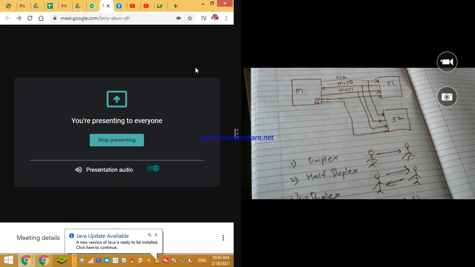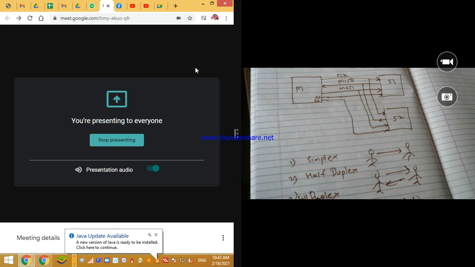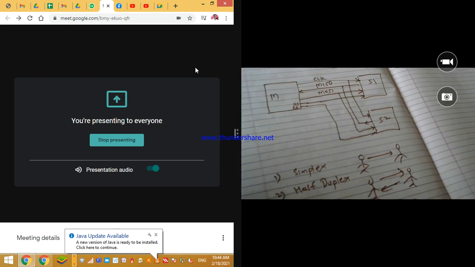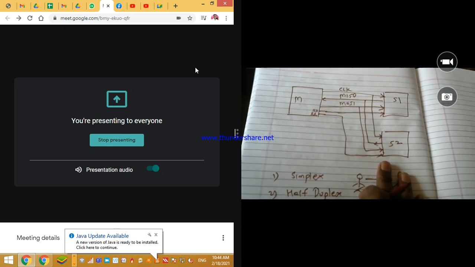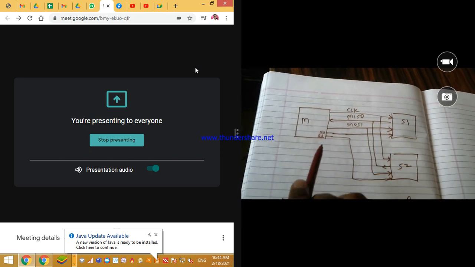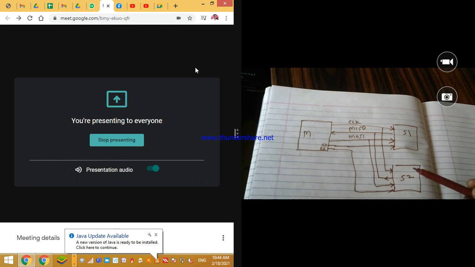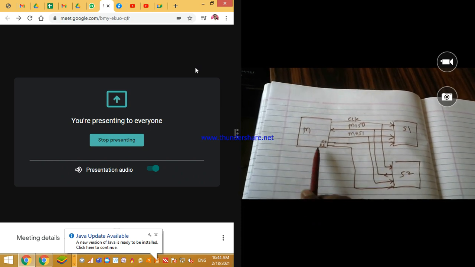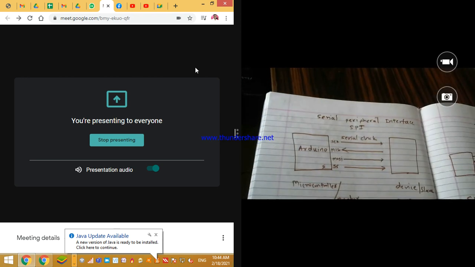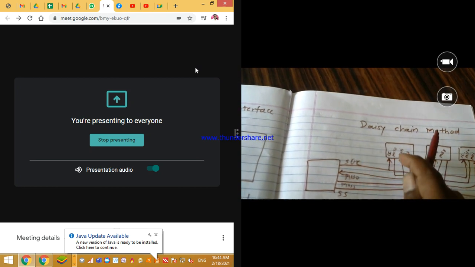At a time, one can send information. After that, the other end can send information to the master. Half duplex. Then, through this we can connect multiple slaves to one master by adding a number of pins, right? Another method is there. That method is called the daisy chain method.